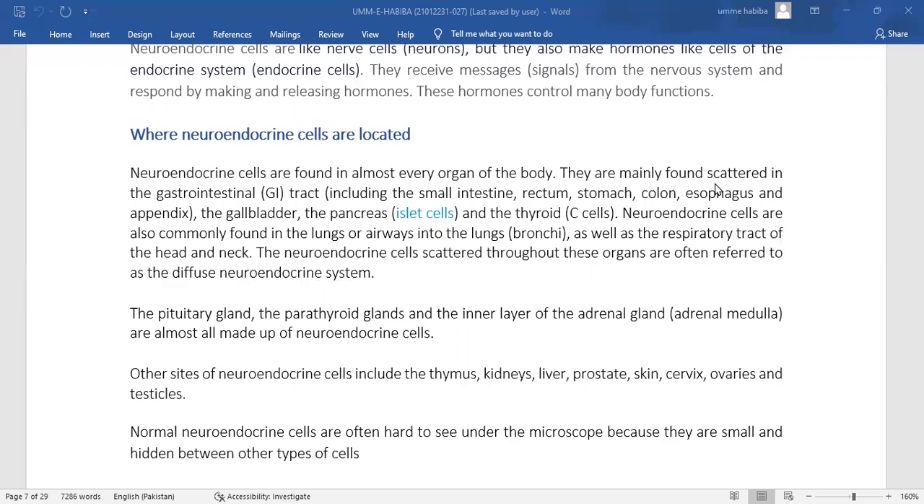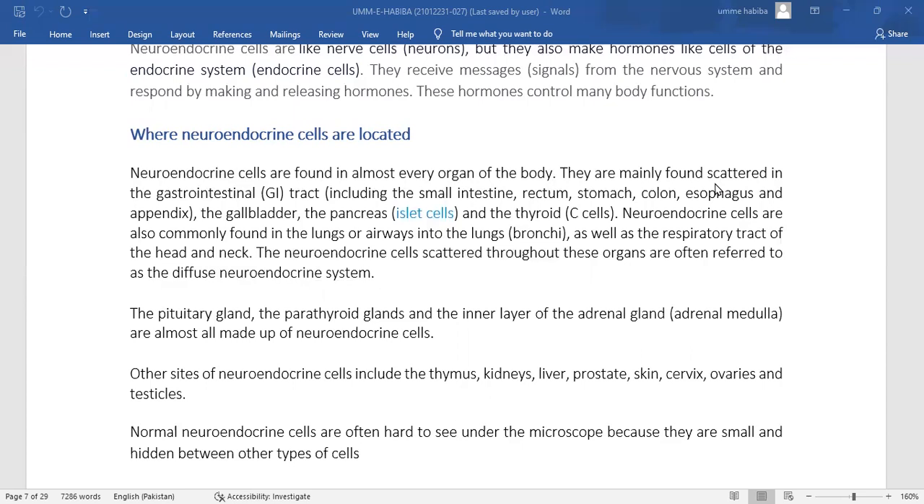Neuroendocrine cells are also commonly found in the lungs, or the airways into the lungs, which are known as bronchi, as well as the respiratory tract of the head and neck. Neuroendocrine cells scattered throughout these organs are often referred to as the diffuse endocrine system.